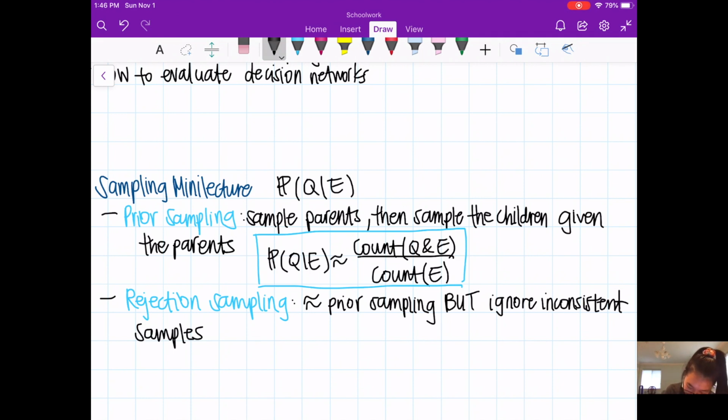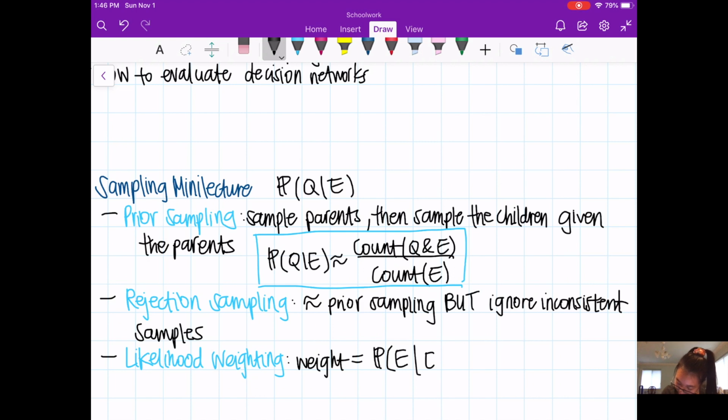And then the third type is what we call likelihood weighting. So the previous 2 types, prior and rejection sampling, all weight each sample with 1, they all have the exact same weight. But with likelihood weighting, we are having the weight be equal to the probability of E given E's parents, so given its parents, for each sample. So essentially samples that are more likely will be weighted more instead of them all being weighted equally.